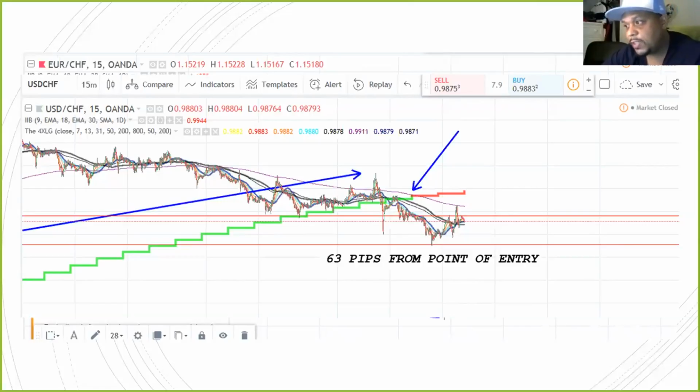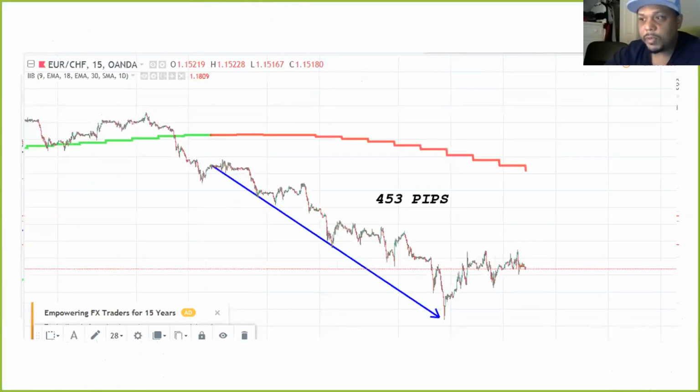So this is a 15-minute. So this is 63 pips. I want to show you guys something. Hold on. This is 453 pips on an intraday trade. 453 pips on the intraday trade.